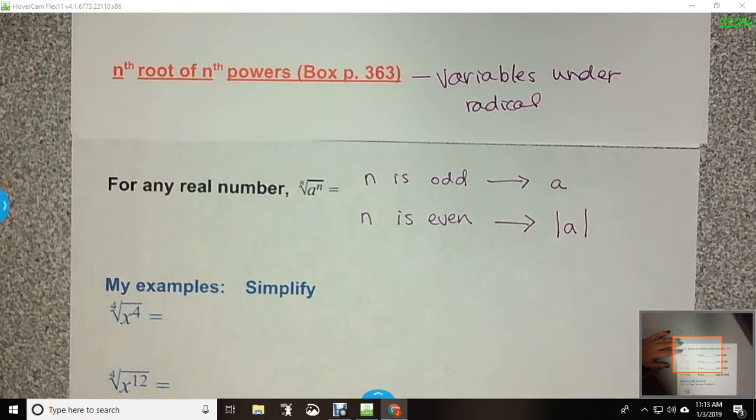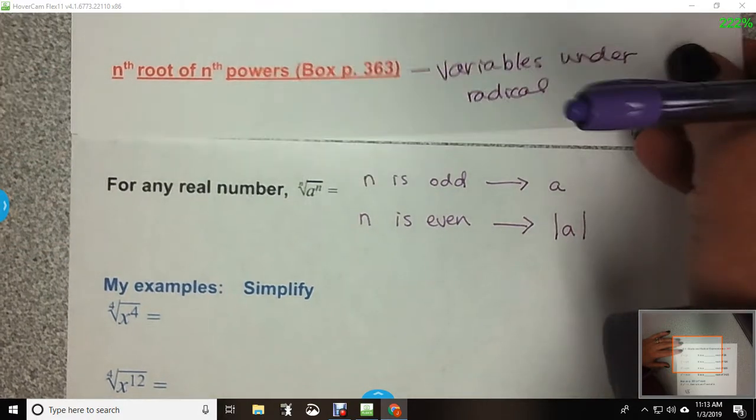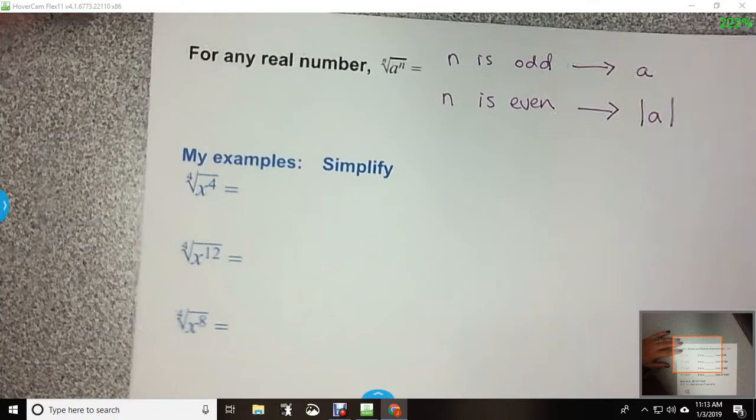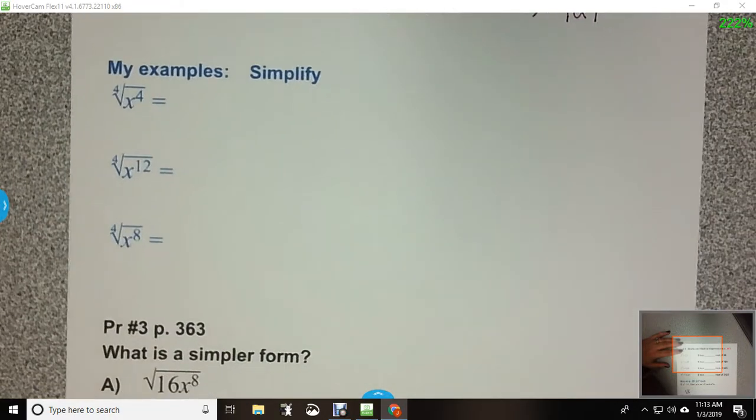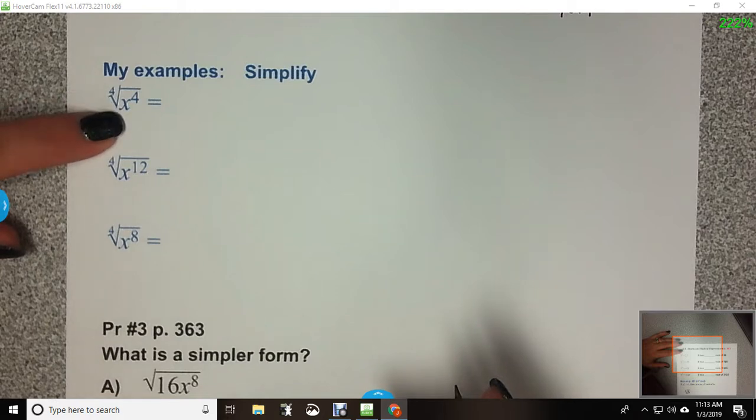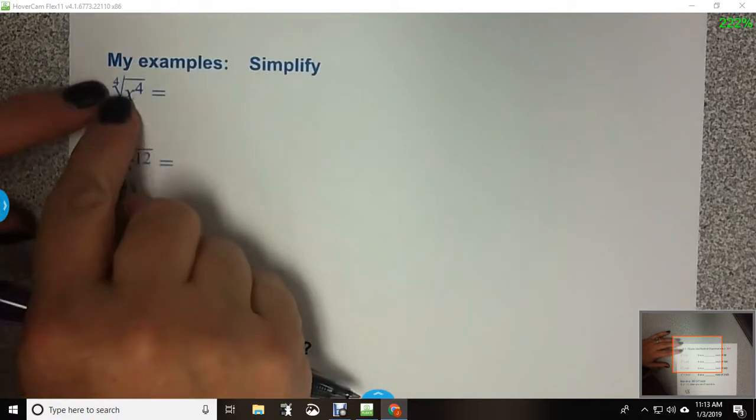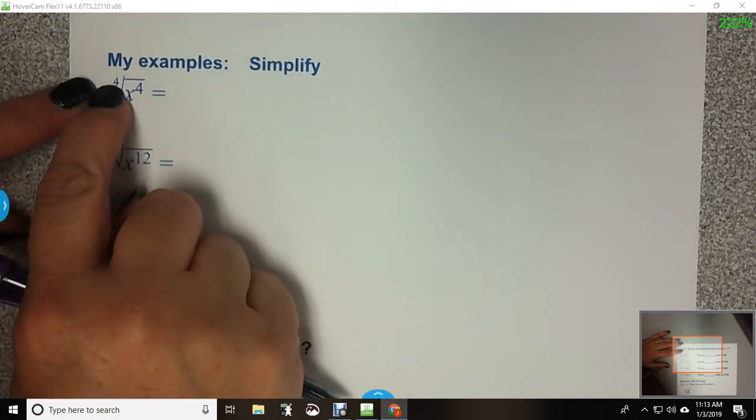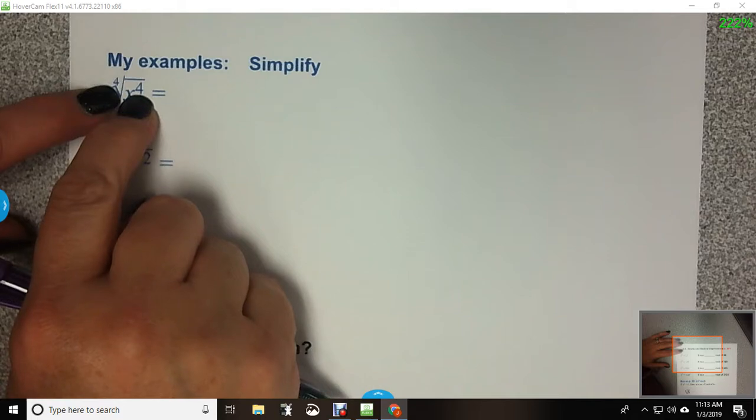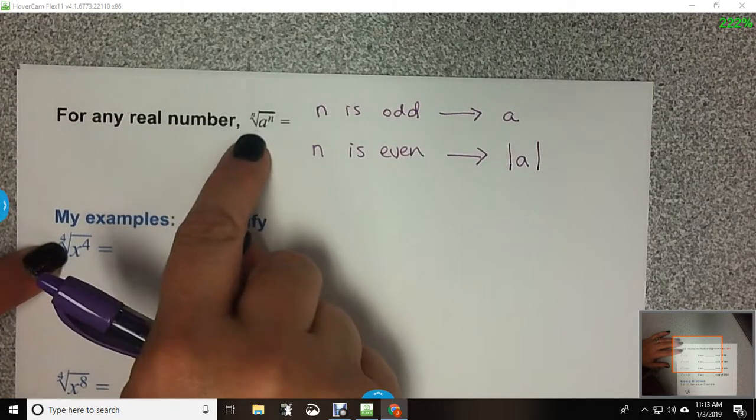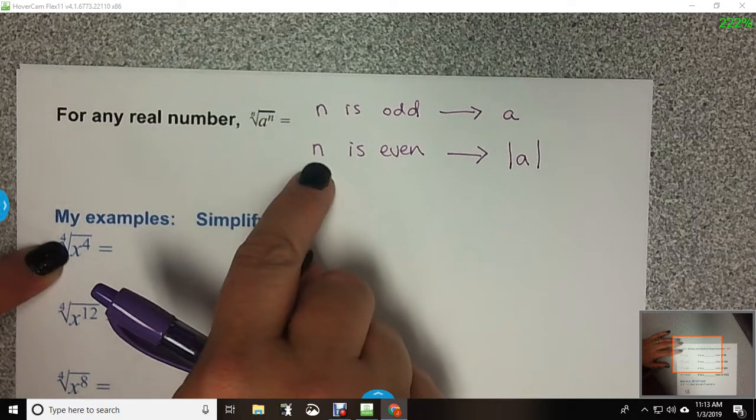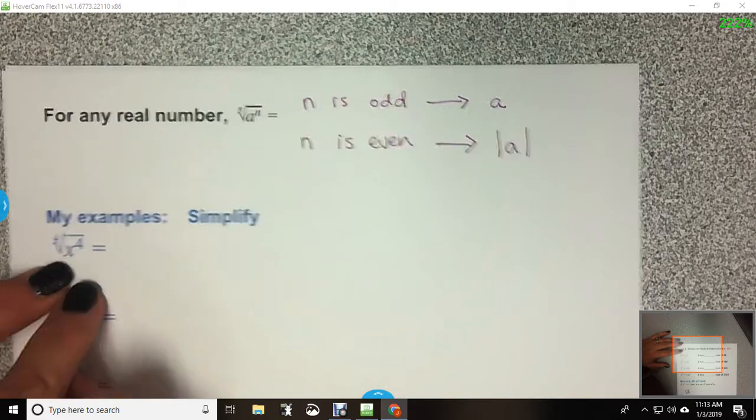Okay? So now, I've got a couple of fairly simple examples here that we're going to do, and then we'll get to the ones that your book uses. Okay, so we're going to start out with the fourth root of x to the fourth. Well, here, my index and my exponent underneath are exactly the same. So it's exactly the way this is stated. But my n is even. So it's going to be the absolute value of x.